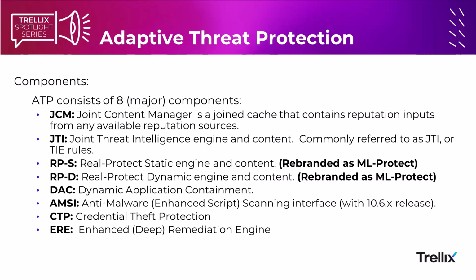When those come down to the endpoint, we expect all of those reputation sources to provide input to the JCM cache, so that when a process is executed, first step, check the JCM cache. What do we already know about this, right? And then you move on to, so that could be considered kind of the front or the first level scanning, if you will. At that point, it goes into JTI.